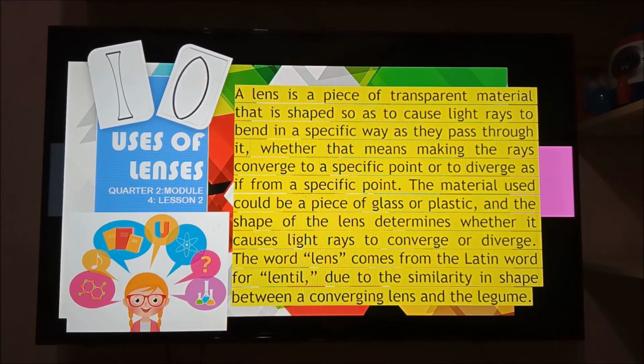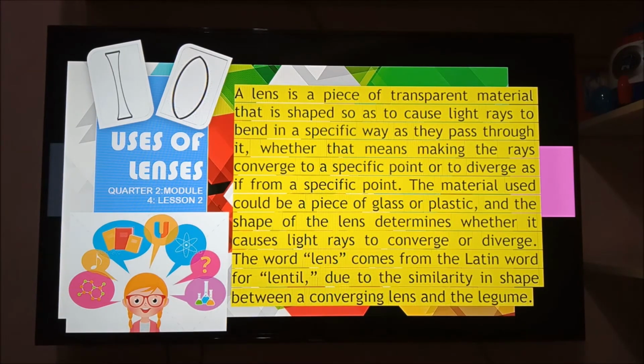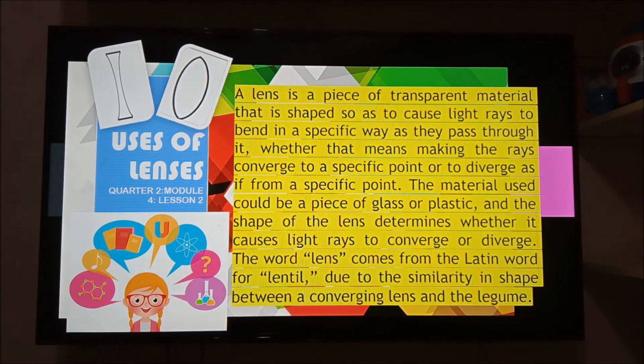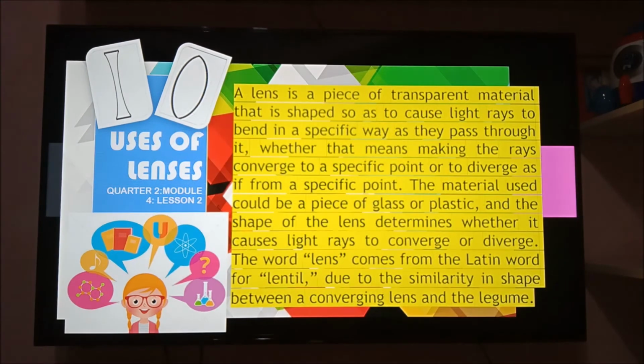We have previously defined that a lens is a piece of transparent material that is shaped so as to cause light rays to bend in a specific way as they pass through it, whether that means making the rays converge to a specific point or diverge from a specific point. The material used could be a piece of glass or plastic, and the shape of the lens determines whether it causes light rays to converge or diverge.